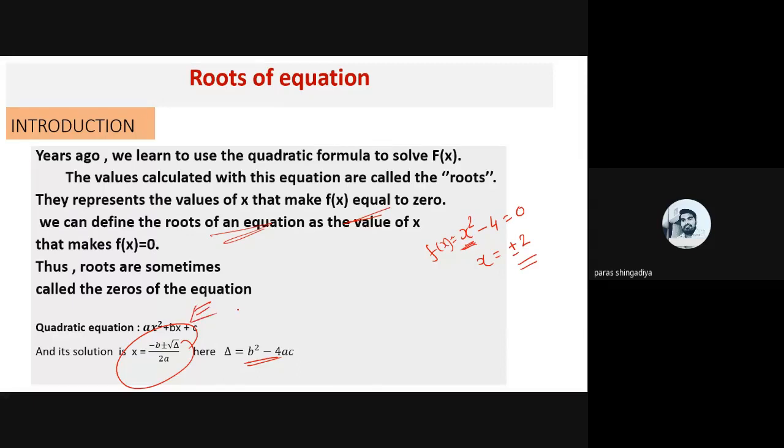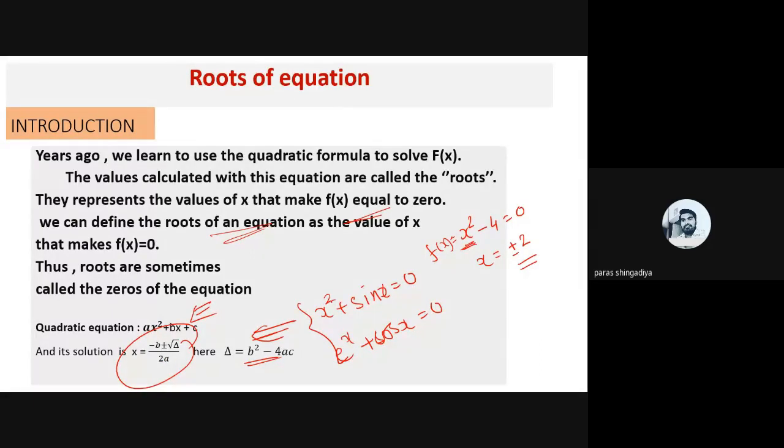Okay, but in place of these, we may have equations in the form of a x square plus sine x is equal to 0. Otherwise, e raised to x plus sine cos x is equal to 0. So for this type of equation, we cannot use this formula. Okay, we cannot derive the delta, and we cannot find x by using the formula minus b plus or minus root delta divided by 2a.